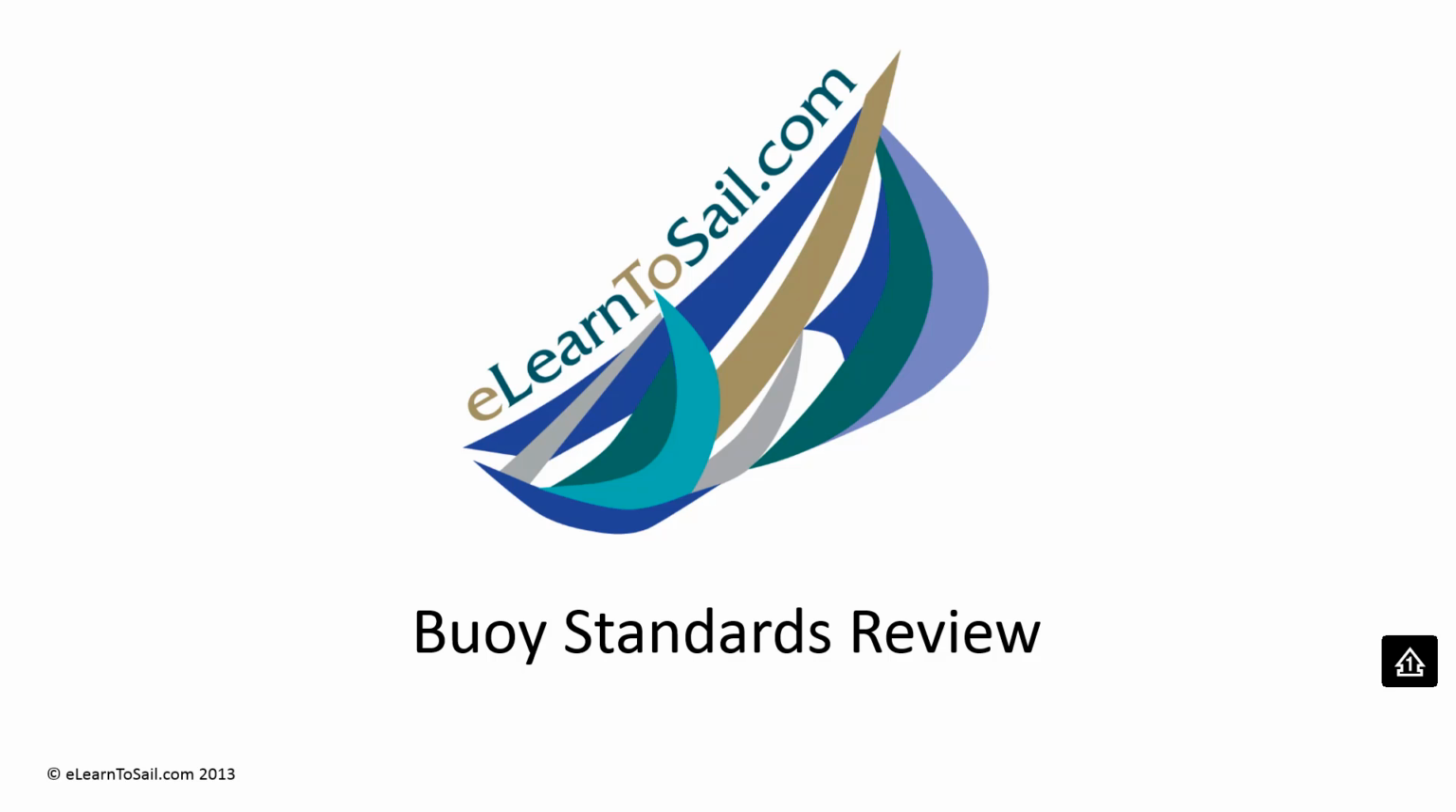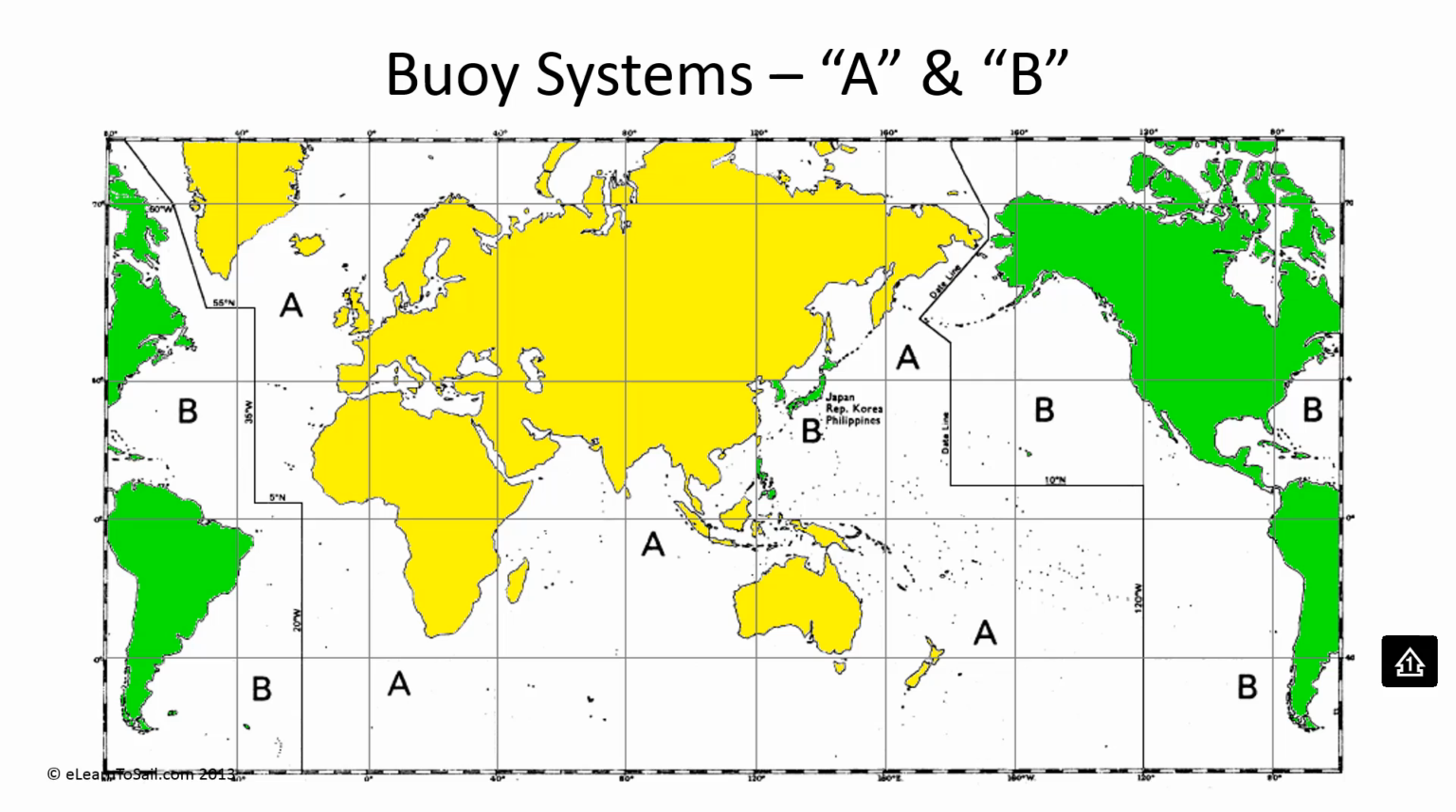And in this segment, we're going to do a review of what we covered in week 1 relative to the different buoy standards. In this slide, we're showing a map of the world that has the division between the buoyage systems A and B. So everything that's in yellow is the A system, and everything that's in green is the B system. You can see that North and South America are divided into the B system, and most of the rest of the world is divided into the A system. There are a few areas around Japan and the Philippines that are still using System B, but these are the only areas outside of North and South America that use System B.